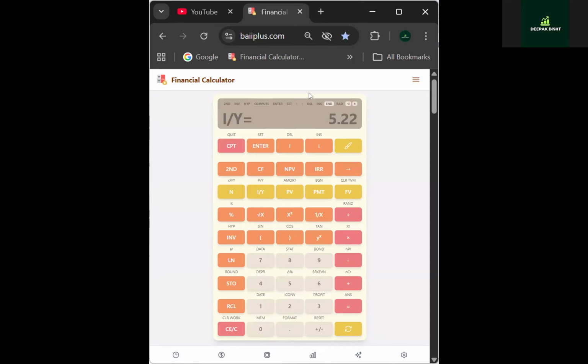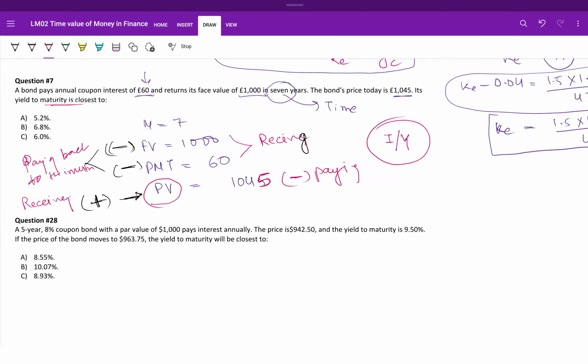5.22 is the I/Y. Let me just clear my screen and let's go back to the previous window. So 5.2 is our option here.